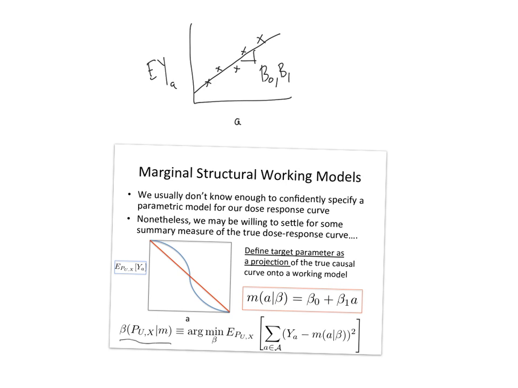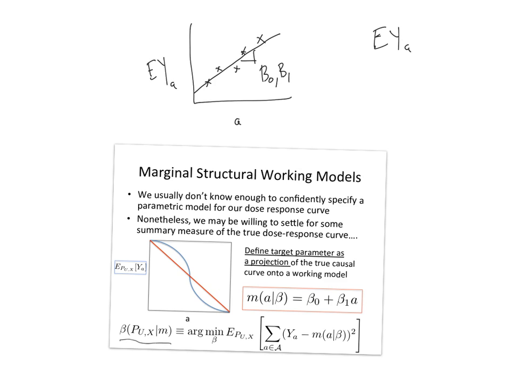You can think of it this way. If I had a data set where I knew what EYA was for every A, I could just regress that versus A. That's what I would do. That would give me my marginal structural model. And if whatever I used wasn't true, it would give me some projection of those values onto that line. And so that's generally what you're doing: not so much fitting a true curve, but fitting a projection of some true curve onto the values.